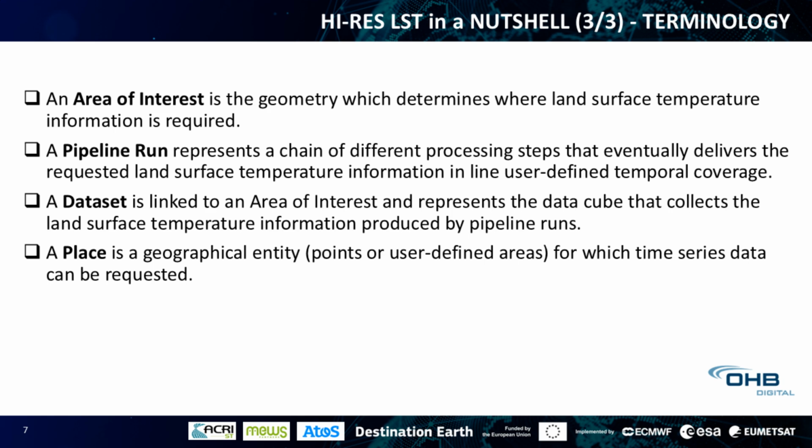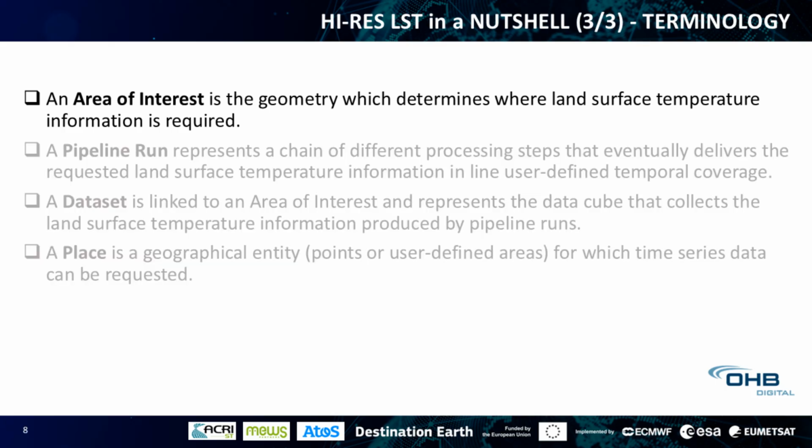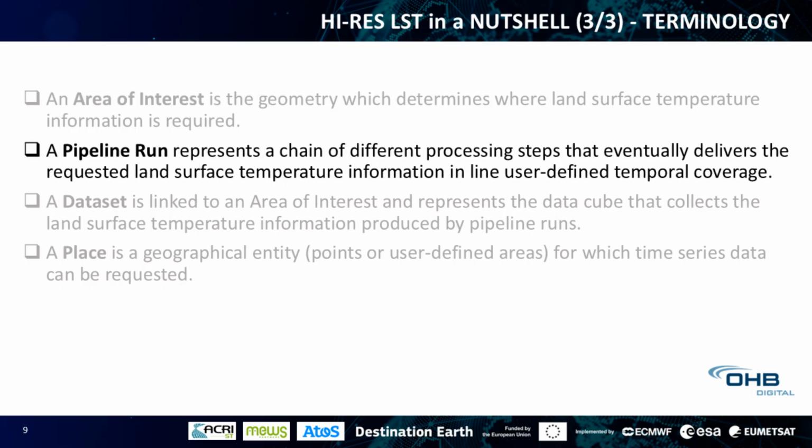These terms are used on several occasions when interacting with the service, as well as in the linked documentation. An area of interest defines the specific geographic region where land surface temperature information is needed. It serves as the spatial foundation for all processing that follows. A pipeline run represents a sequence of processing steps that generates the land surface temperature product for the selected area, according to the user-defined time period.